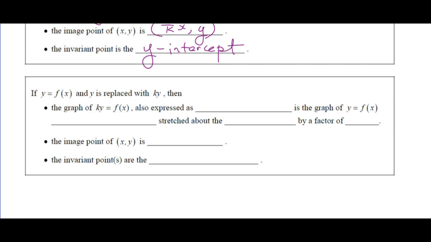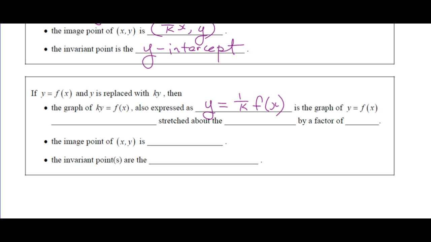If y equals f of x and y is replaced with ky, then the graph of ky equals f of x, also expressed as, so more likely we're going to write it how? y equals 1 over k f of x. Right? And the way I like to always think of it is, when the y is by itself, the stuff on the right-hand side is really doing what it says it's going to do. If there's a plus 5 on the end, it says go up 5. If there's 1 over k in front, it says we're going to take 1 over k. So here's the graph y equals f of x.